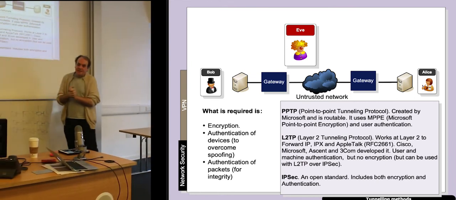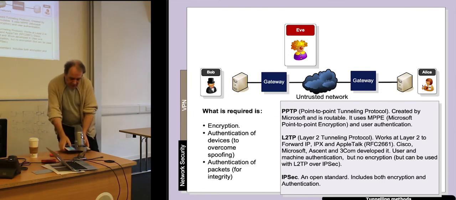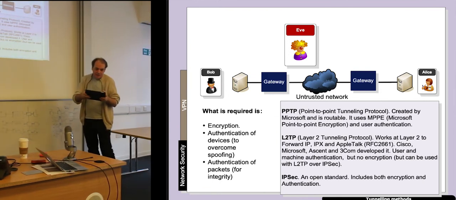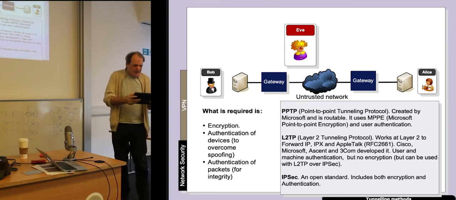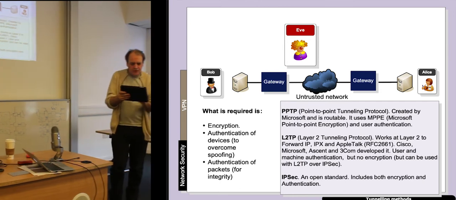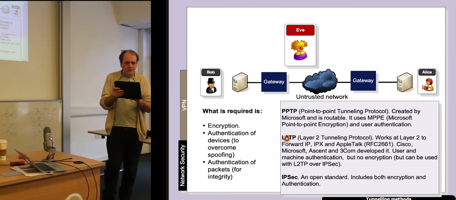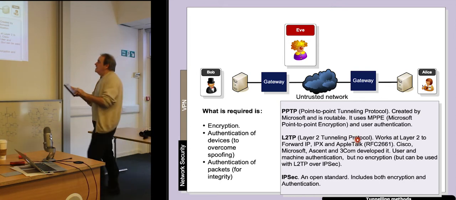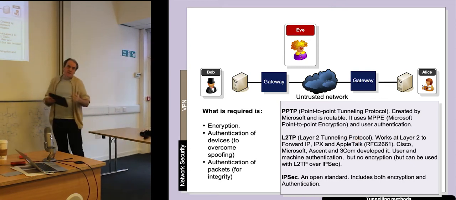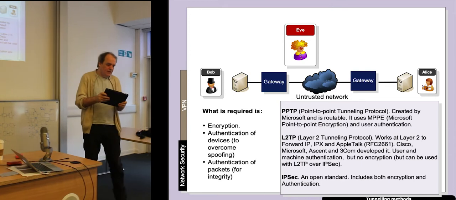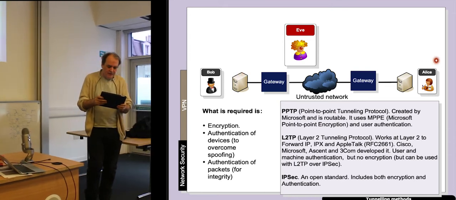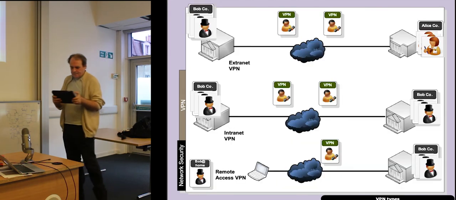So the ways that we can set up a tunnel is that we can go for a layer 2 tunnel, which is obviously going to be faster, but they tend not to be as secure. So the L2TP is a layer 2 tunneling, so you can tunnel over a network and link your layer 2 on either side. Or you can use the point-to-point tunneling method.